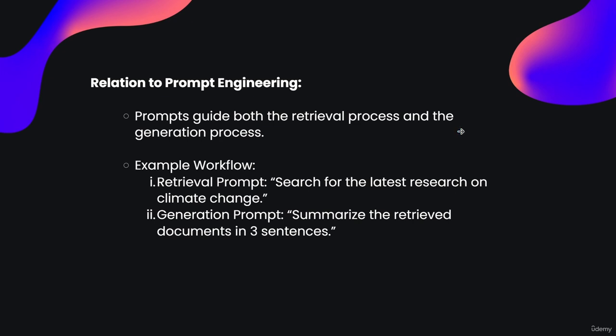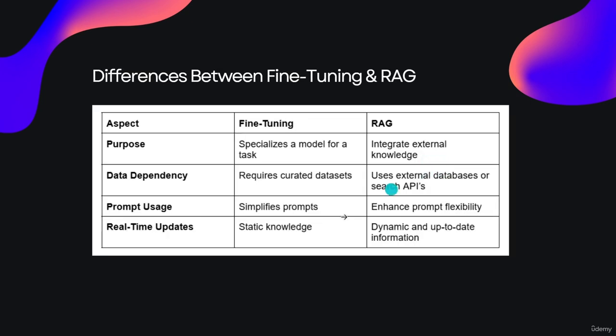That is over. But next, that is the generation prompt. What we will tell it: summarize the retrieved research about climate change in 3 sentences, like that. So it will combine the retrieval system and the generation process. These two combine to form a RAG application, or the RAG technique. Okay, I hope you understand this clearly. So let's see some differences between these two techniques, that is fine tuning and RAG.